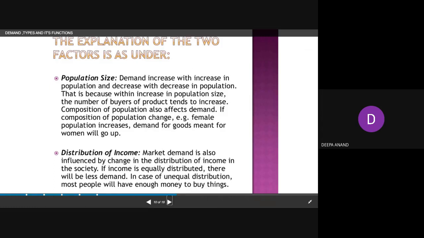Then distribution of income. If the income is equitably distributed, there will be less demand. In case of unequal distribution, most people will have enough money to buy things. That means, you just understand, if the people have enough disposable income with them, the demand for products increases.